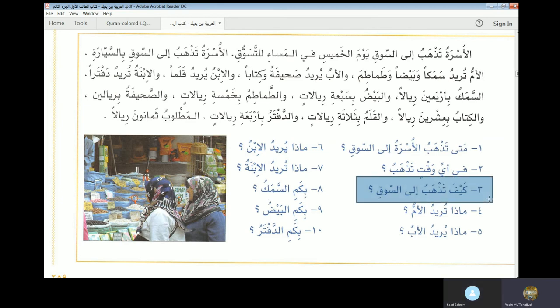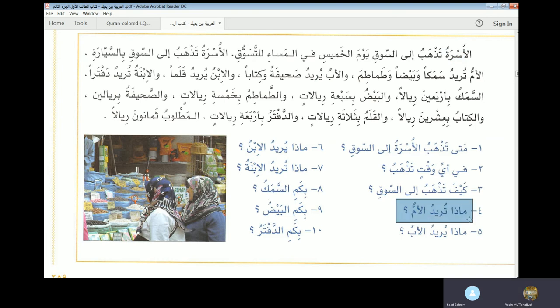Kayfa tadhabu ila suqi? Tadhabu ila suqi bisayarati. Okay. And the word tadhabu is used for usra. Usra is a feminine word, that way we are using ta at the start. Okay, next.